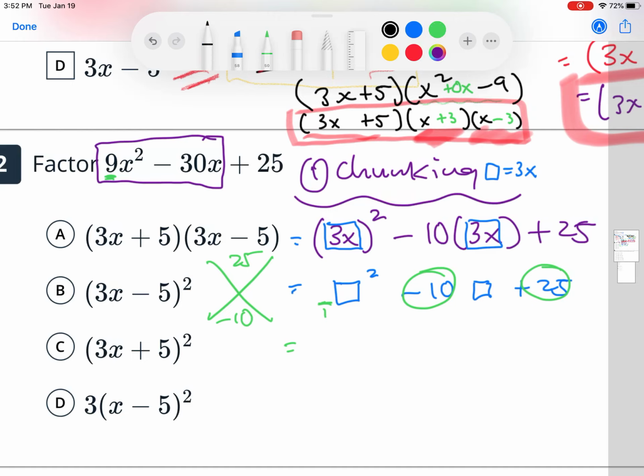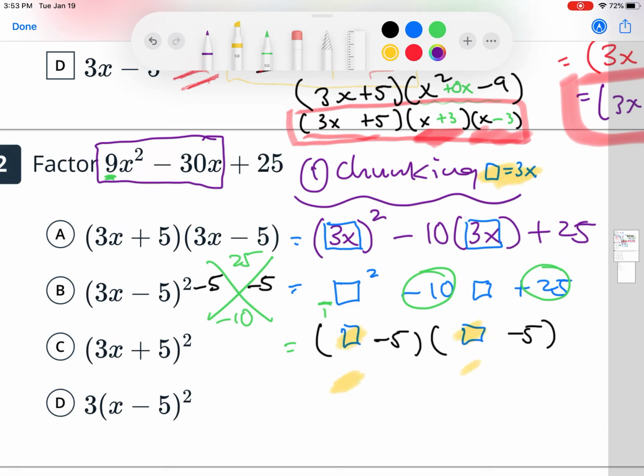My two numbers are going to multiply to be 25 and add to be -10. So that's -5 and -5. And then let's just put our box back in there. Okay. In years past, students would make this mistake right here. So put your box back in.